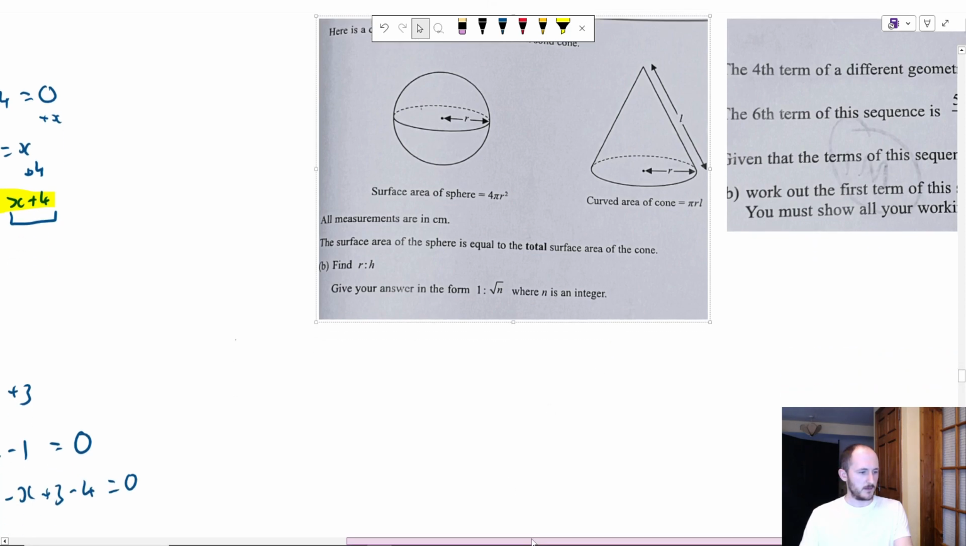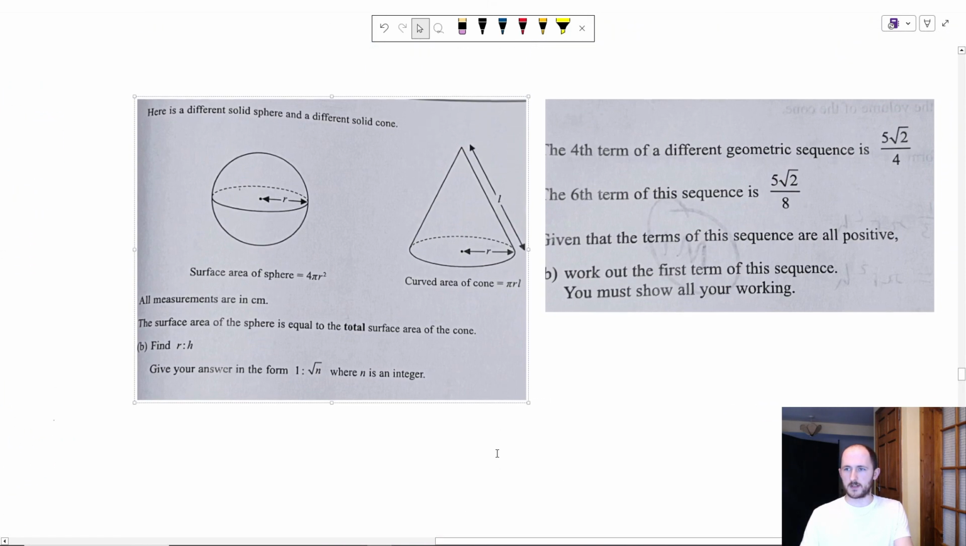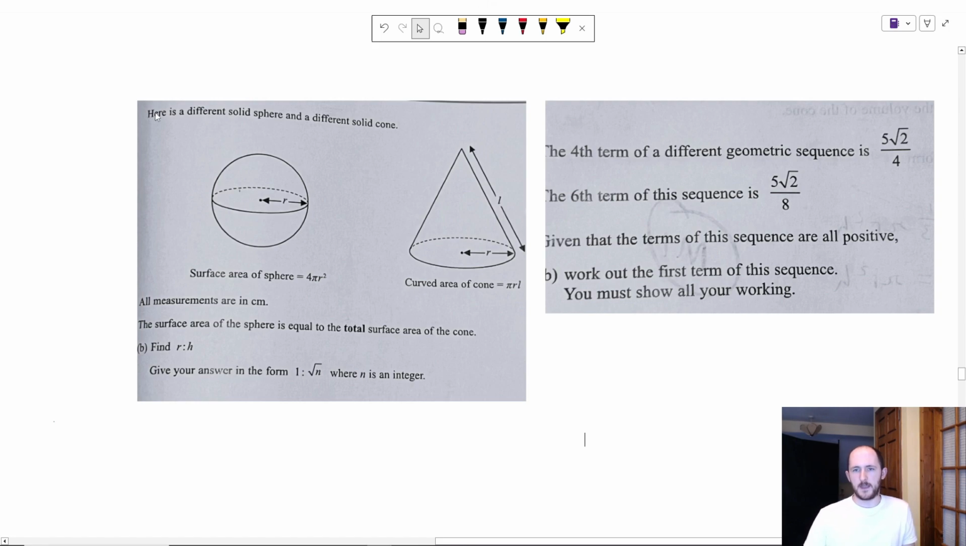Okay, so it looks kind of fun. Here is a different solid sphere and a different solid cone. So we have this sphere, yeah, cool. Their surface areas are the same.